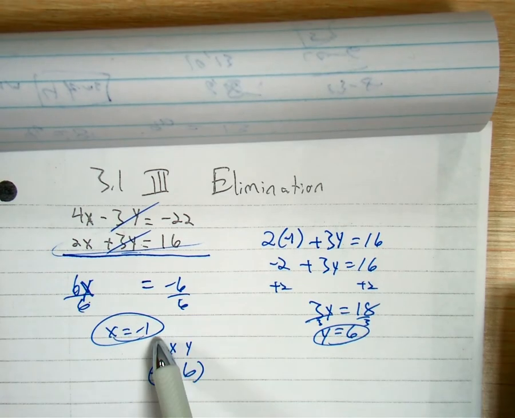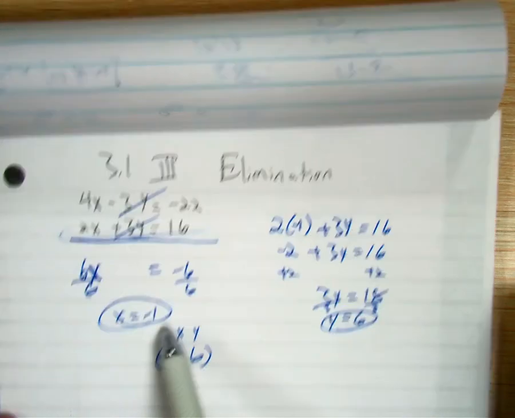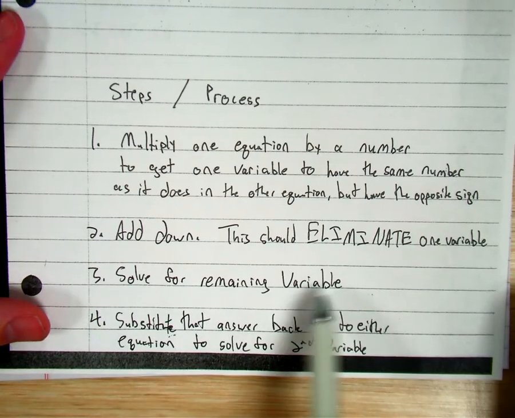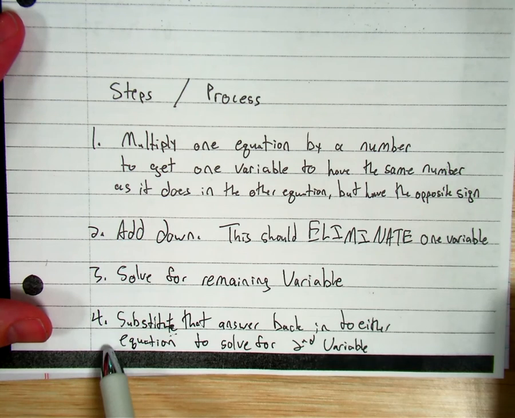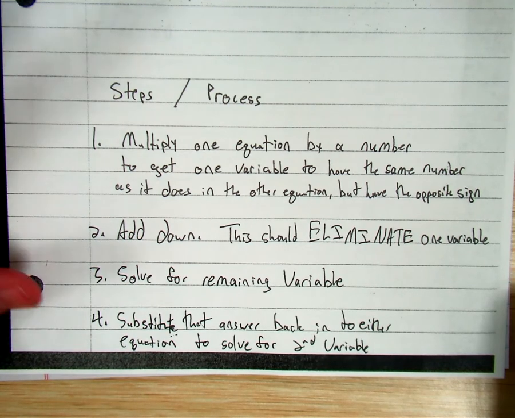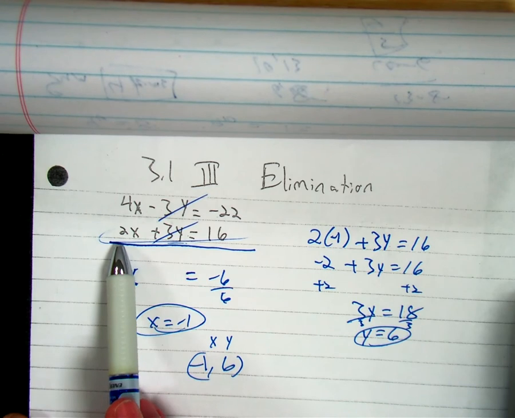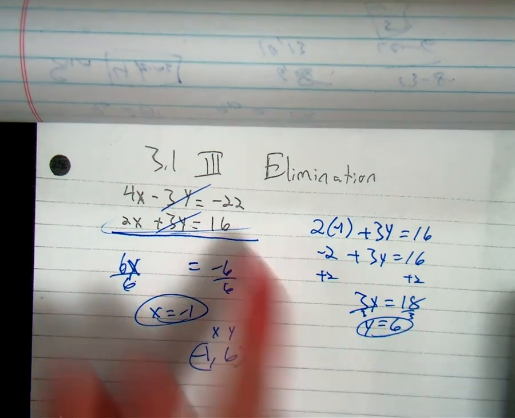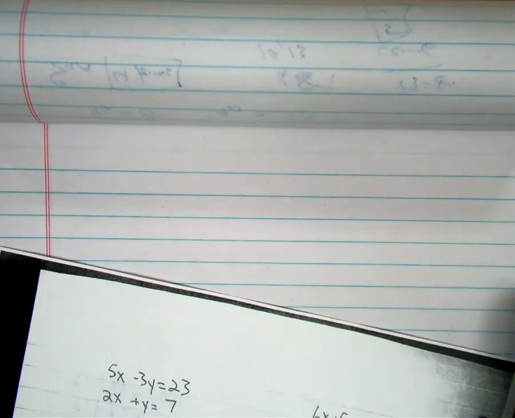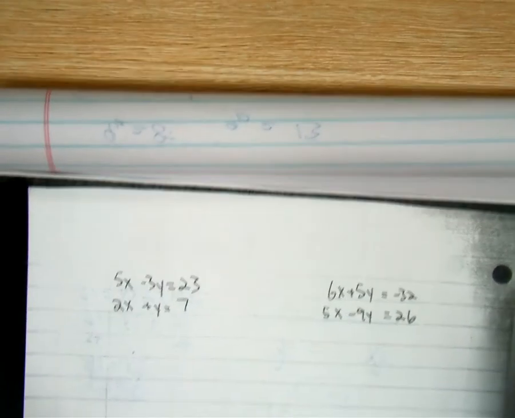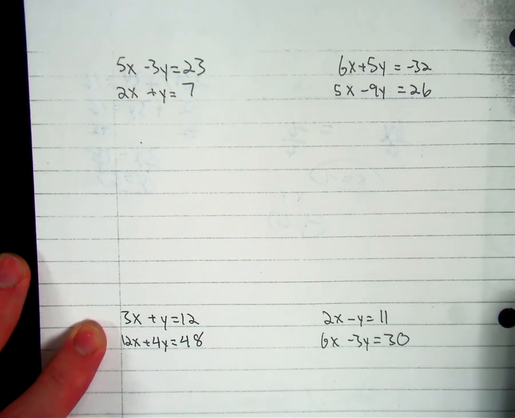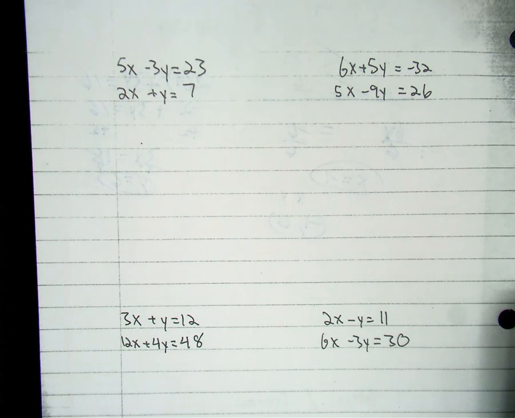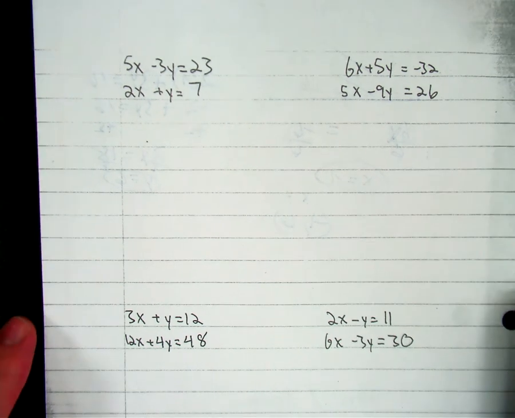Solve for the remaining variable, right? We got x, 6x equals negative 6. We had x equal negative 1. After you get that variable, substitute that answer back into either equation to solve for the second variable. We picked the bottom one because it had slightly smaller numbers, 2 and a 16, as opposed to the 4 and the negative 22 there. So they're not always that clean cut and easy. You might have to do a little work. As our first step suggested, you might have to multiply the whole line or the whole equation by a certain number to get it to work.